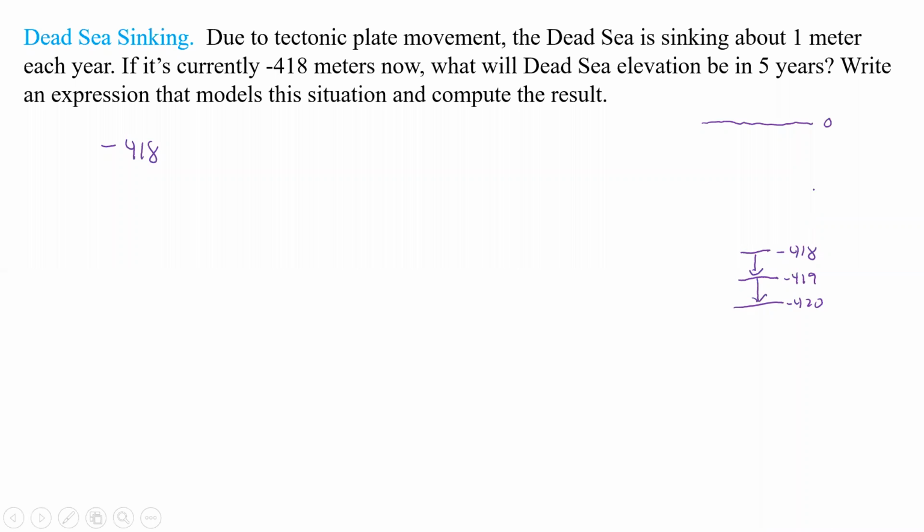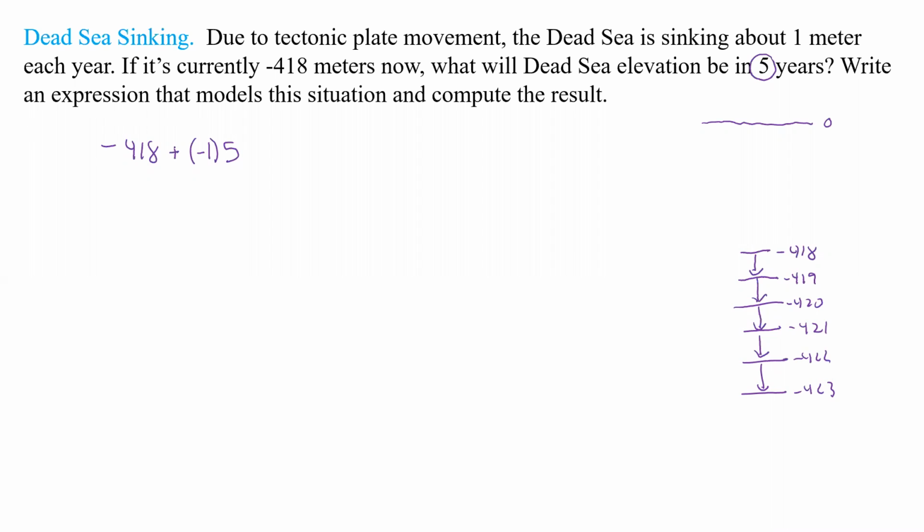So how can we write that as an expression? Well, it's negative 418 plus a negative 1. And how many times are we going to keep going down? We're going to do it 5 times. So we're going to multiply that negative 1 by 5 and then add it to the negative 418, because that's all we're really going to do. We're going to go down one more and then one more. So we've gone down 1, 2, 3, 4, and one more. And so then we're at negative 421, negative 422, negative 423. So that's where we should get with our expression.